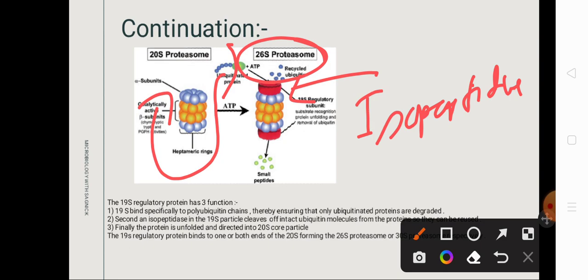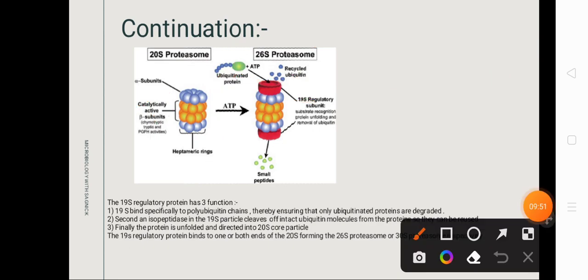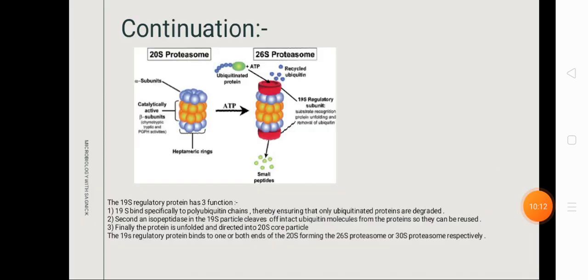The third and last function of the 19S subunit is to unfold the protein and direct it inside the 20S core, because remember the ultimate degradation will be performed in the 20S core particle. This type of protein degradation is obviously an ATP dependent process. That is why the cell only degrades those proteins which are somehow damaged or which somehow become cancerous. So that is the idea, right?